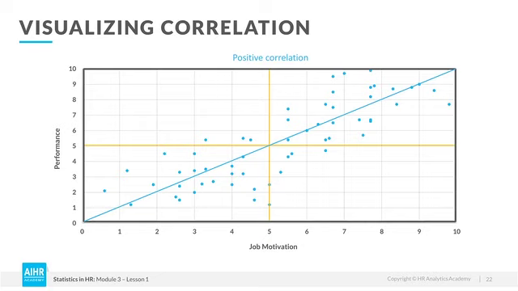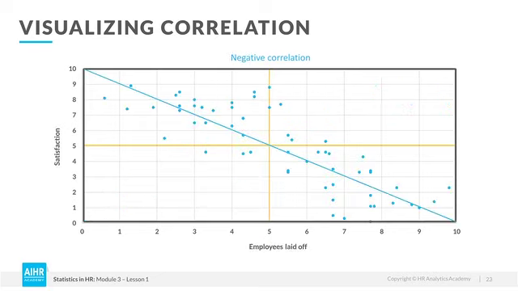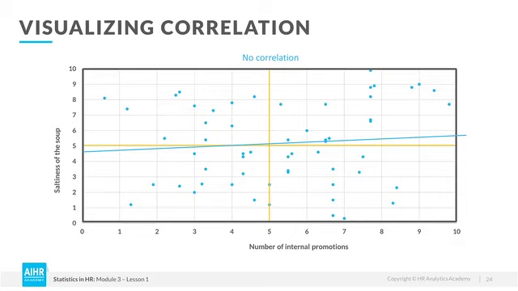However, we do expect this if the correlation is negative. This is often called an inverse correlation. For instance, as more employees are laid off, satisfaction among remaining employees decreases. Now, if R is close to 0, it means that there is no relationship between the variables. This can look something like this, where there is no discernible pattern. For instance, the saltiness of the soup in the cafeteria and the number of internal promotions.